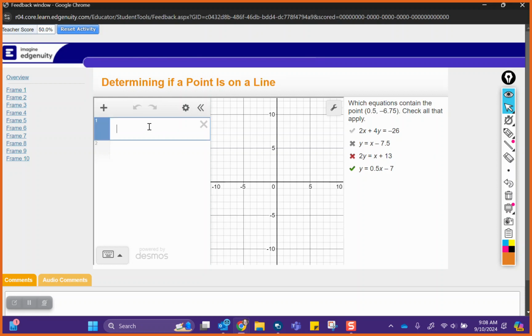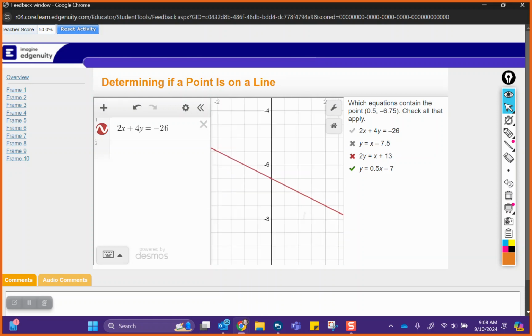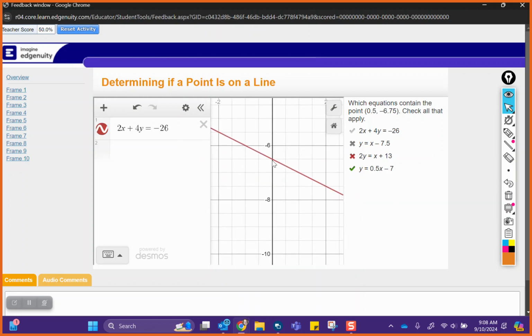So in the first one, I'm just going to type 2x plus 4y equals negative 26. And then I'm going to zoom in, because this graph is going by ones, and I want to know where 0.5 is. I'm going to zoom in a bit and move this graph so I can see the line. If you put your cursor on the line, it'll give you a red dot that you can scroll with. So that's what I was doing, and I just went to where, there it is.